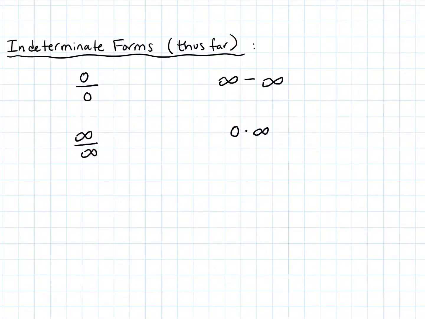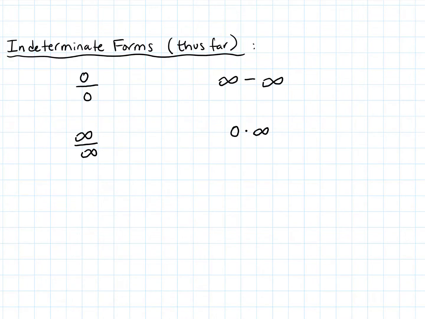So far, we've talked about 4 different indeterminate forms, and I have them up here on the screen right now. So we've got our 0 over 0. So when we're taking a limit, if we end up with something 0 over 0 or infinity over infinity out of a quotient, a limit of a quotient, those are indeterminate. And we've also talked about a difference. Infinity minus infinity is also indeterminate, and 0 times infinity is also indeterminate.